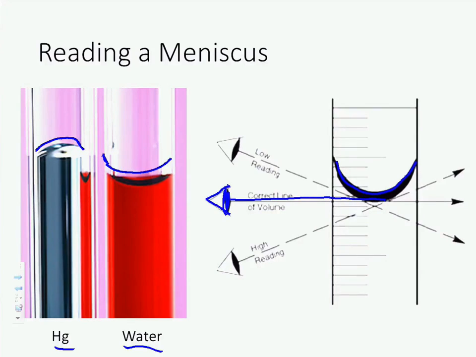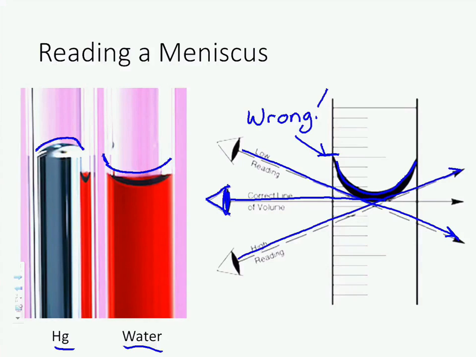You are not measuring up high. You don't measure this tip. That would be wrong. You want to measure the very bottom of it. It's important to get in line with the tip because if you raise up and look downward on your sample, you're always going to read the volume lower than it truly is. Whereas if you look up from down low, you're always going to end up with a number that's higher than the true value.